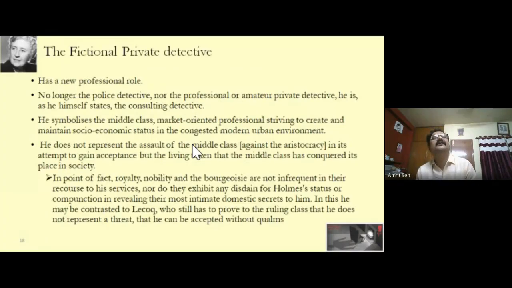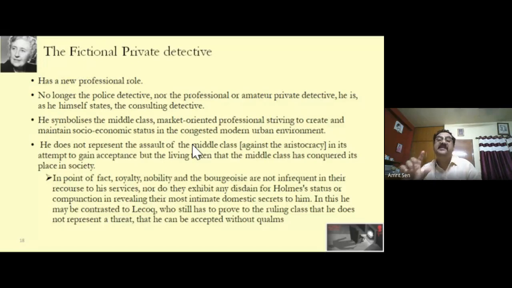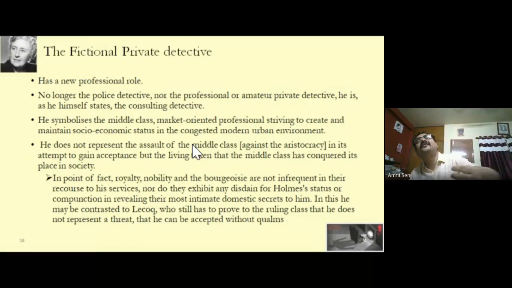Now, let me turn for a very brief moment to this fictional private detective, this category, right? He has a new professional role. The fictional private detective is a professional in the sense that he solves crime not for fun, right? Only Miss Marple solves the crimes for fun or without any money. Hercule Poirot, Feluda, Bomkesh Bakshi accept a fee. No longer is he the police detective nor the amateur private detective. He is himself what is called the consulting detective. You come to consult him for a particular problem by paying a fee. So in a certain sense, he is outside the traditional legal force, but performs the function of the legal force.